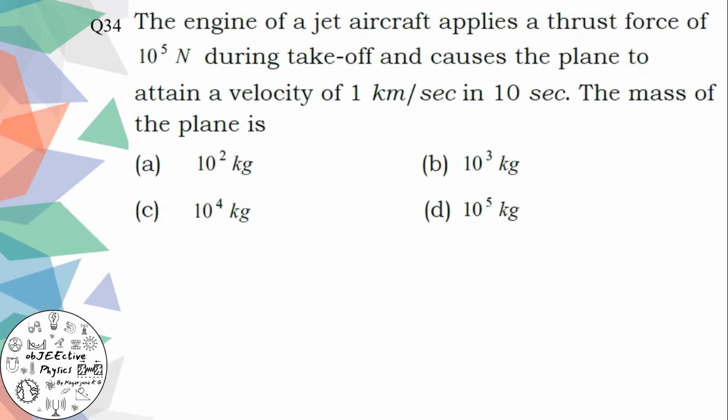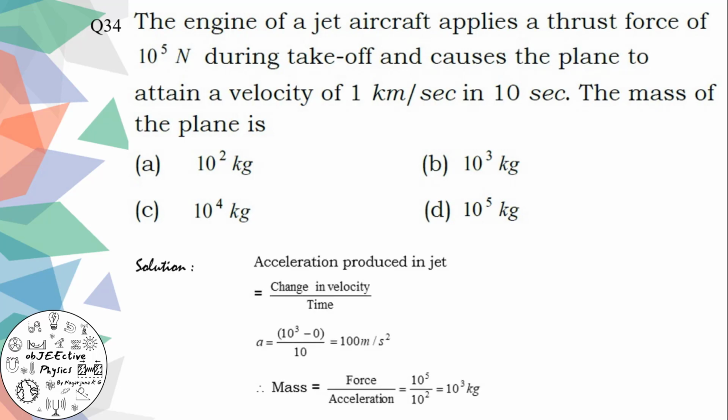The engine of a jet aircraft applies a thrust force of 10 power 5 newton during takeoff and causes the plane to attain a velocity of 1 km per second in 10 seconds. The mass of the plane is. Solution. Acceleration produced in the jet is equal to change in velocity by time, which implies a is equal to 100 meters per second square. Therefore, mass is equal to force by acceleration, that is equal to 10 cube kg. 35.